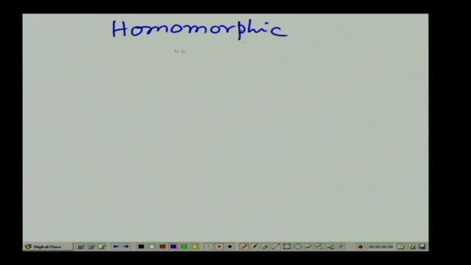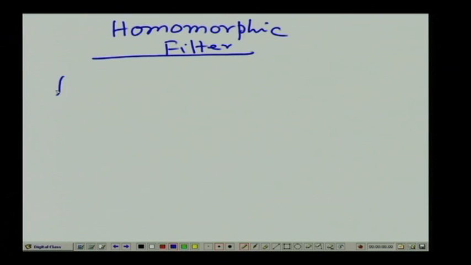Homomorphic filter. The idea comes from one of the earlier discussions, where we said that the intensity at a particular point in the image is a product of two terms. One is the illumination term, the other one is the reflectance term.